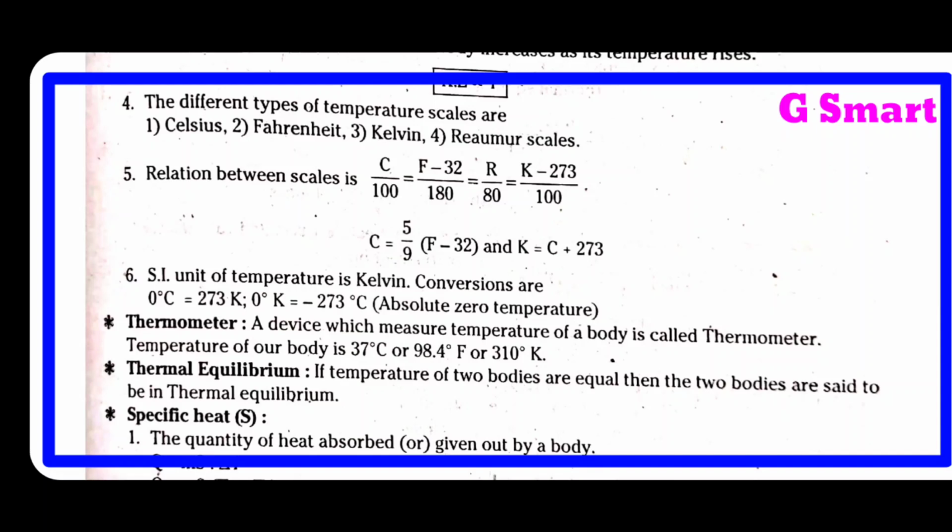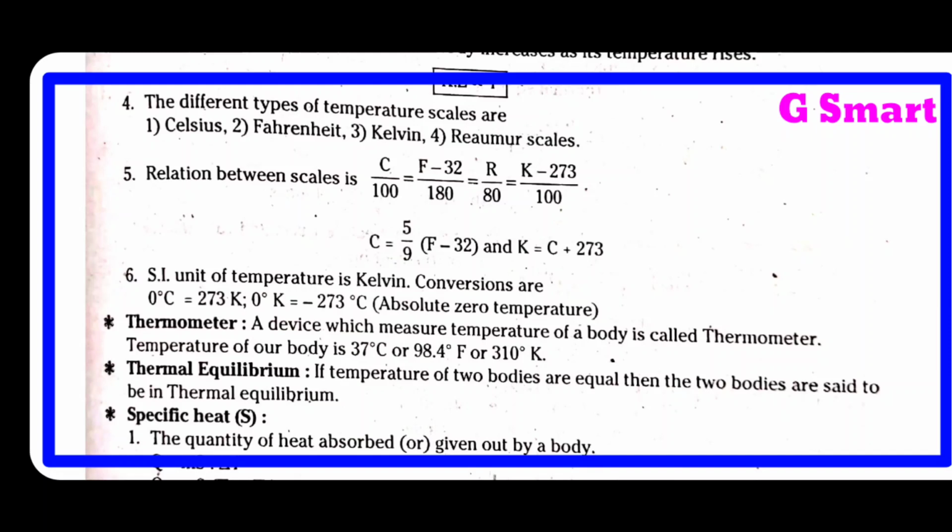Conversions are 0 degrees centigrade is equal to 273 Kelvin and 0 degrees Kelvin is equal to minus 273 degrees centigrade. Absolute zero temperature. Why we take minus 273 degrees centigrade as absolute zero temperature is that the average kinetic energy of the gas molecules becomes zero at that particular temperature. So we will take minus 273 degrees centigrade as 0 Kelvin.